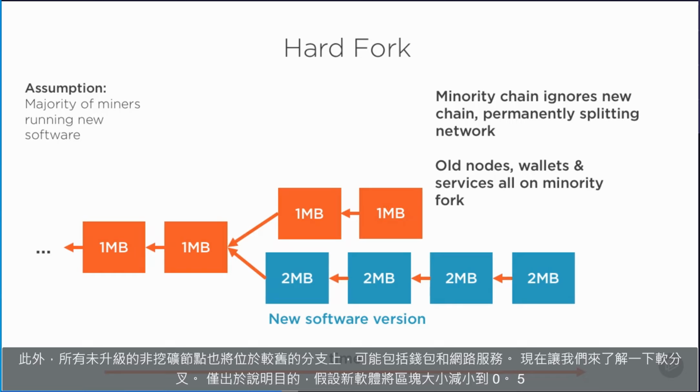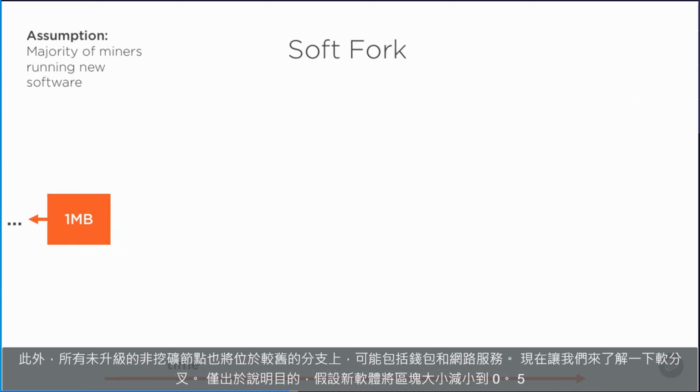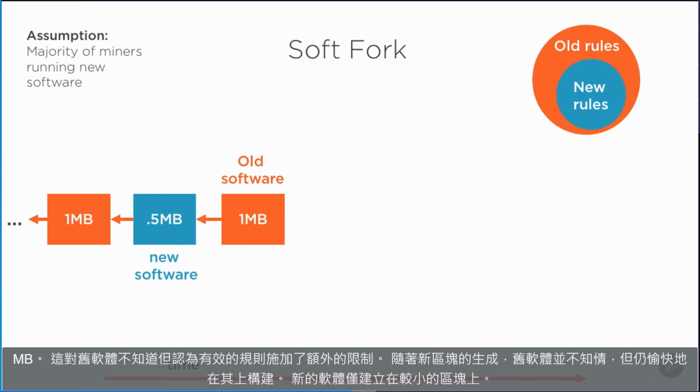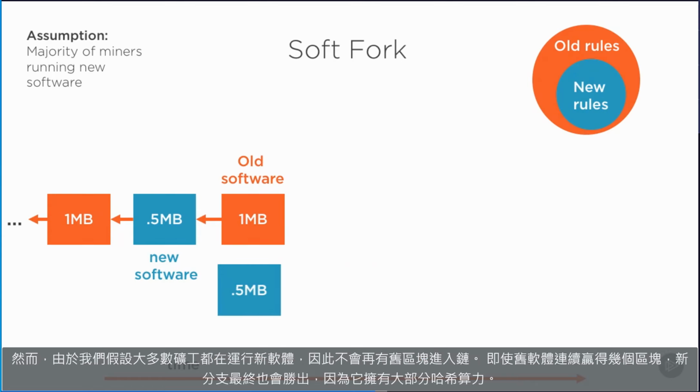and web services. Now let's walk through a soft fork. Just for illustration purposes, suppose the new software decreased the block size to 0.5 megabytes. This imposes an additional constraint on the rules that old software does not know about but considers valid. As new blocks are generated, the old software is unaware but happily builds on either. The new software only builds on smaller blocks.